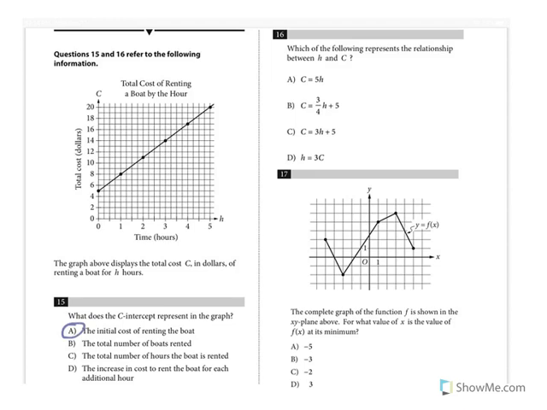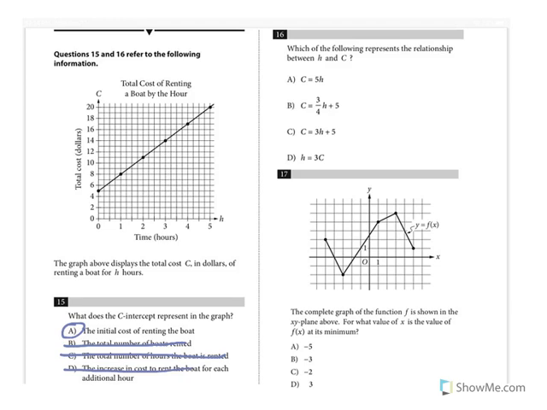Because before you even go out, all right, the total number of boats rented, that doesn't make sense because our graph is cost per time. The total number of hours that the boat is rented, well, that doesn't make sense because that would not be known until we get to the end. And the increase in cost to rent the boat for each additional hour, that does not make sense because that would be the slope.